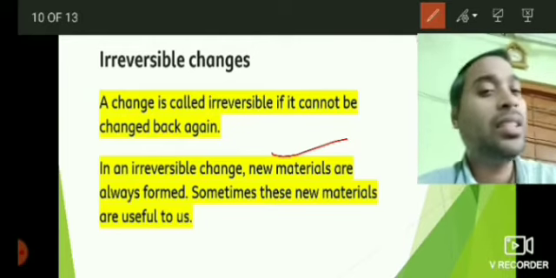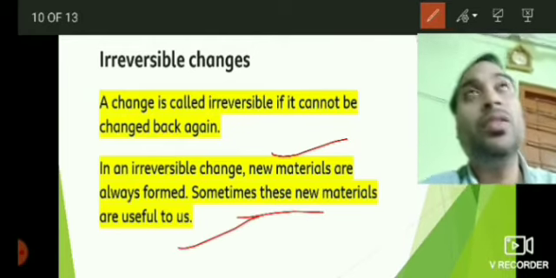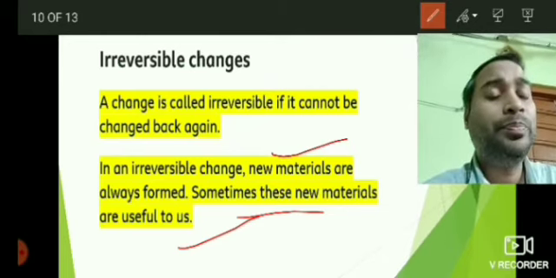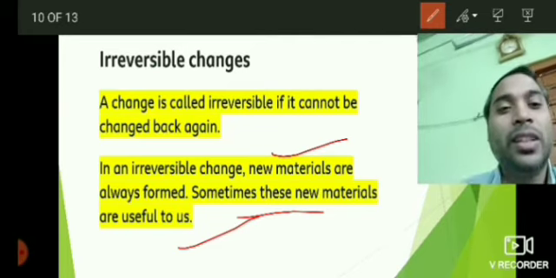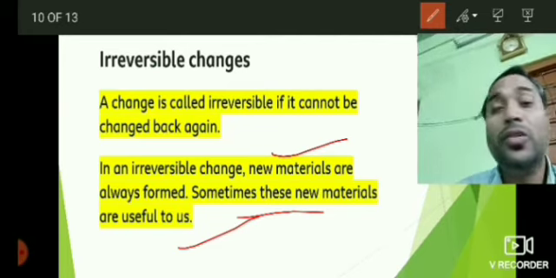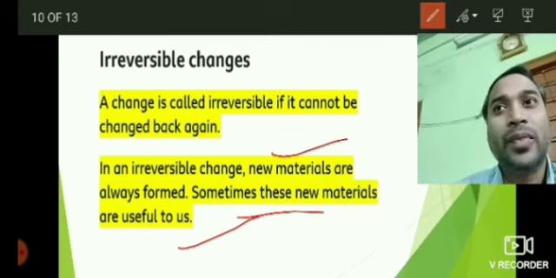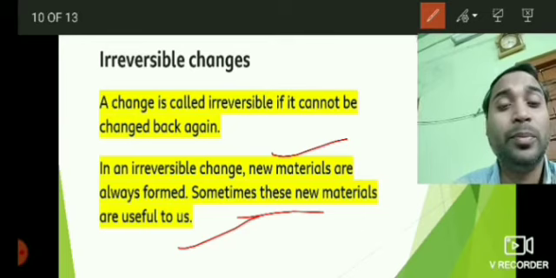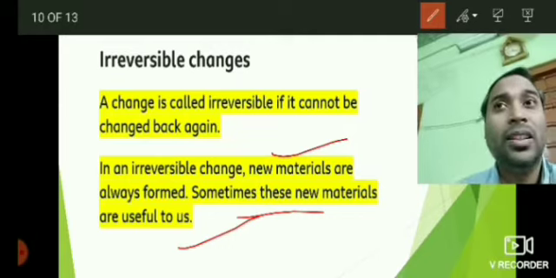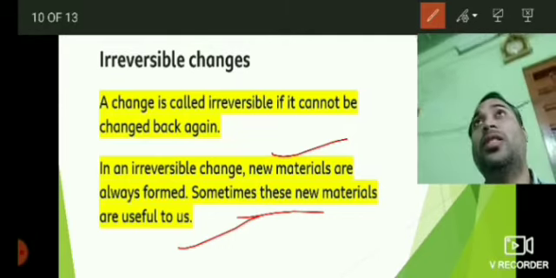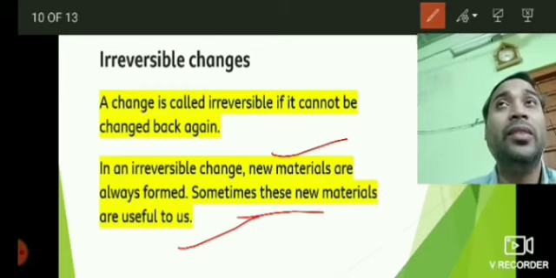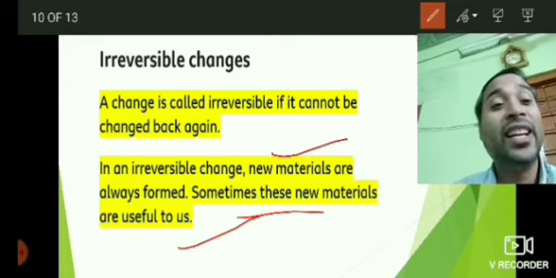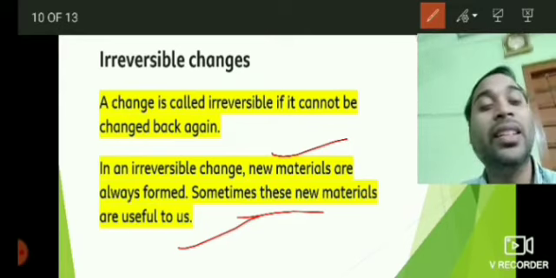So sometimes these new materials are useful to us. Sometimes we change them into a new substance so that we can use it in a different form. They are useful to us, like some plastic materials that are being manufactured in the industries, because we need those types of changes to occur, so we make them in industries. So some man-made changes where we get the new substance, what is it? It is desirable also. See, so many changes are interrelated to each other.